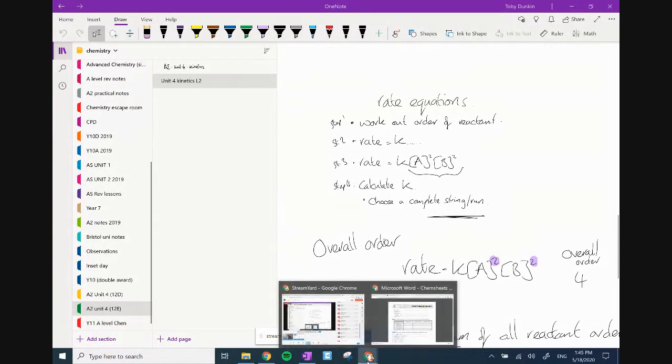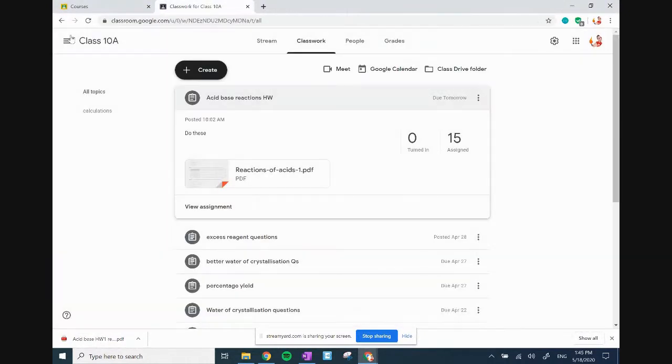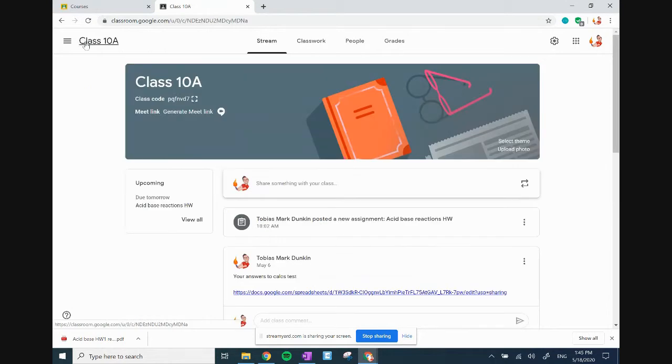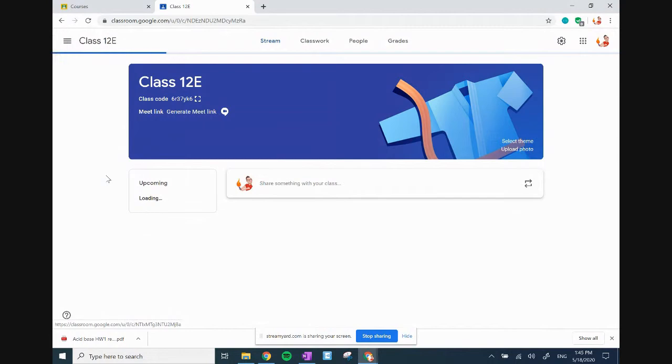This is where I'm going to have problems all the way through with this, only because I was set up ready for my year 10 lesson and then suddenly realized that I'm in the wrong one. Lol. 12E.